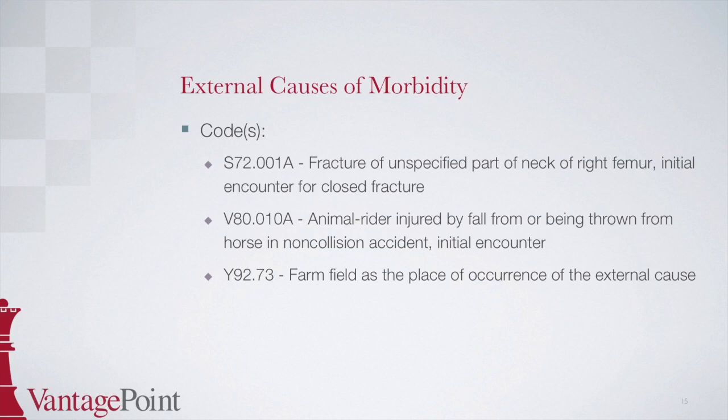Since this is an initial encounter, we need to see if there is any other external cause information that we can capture. In this example, we know that the place of occurrence is a field on a farm, which codes to Y92.73 farm field as the place of occurrence of the external cause. To locate this code, go to place of occurrence in the external causes index, then find farm, and then field, which points to Y92.73, which you would then confirm in the tabular.